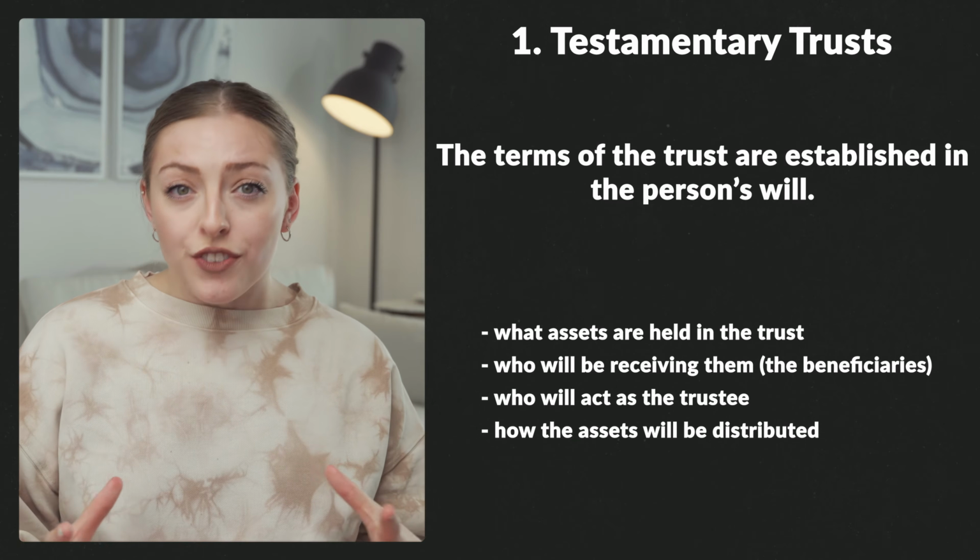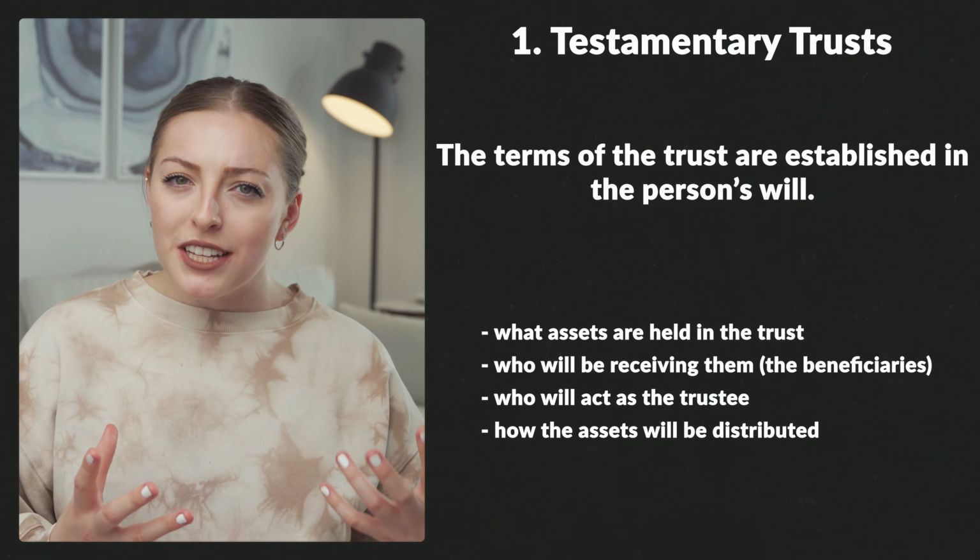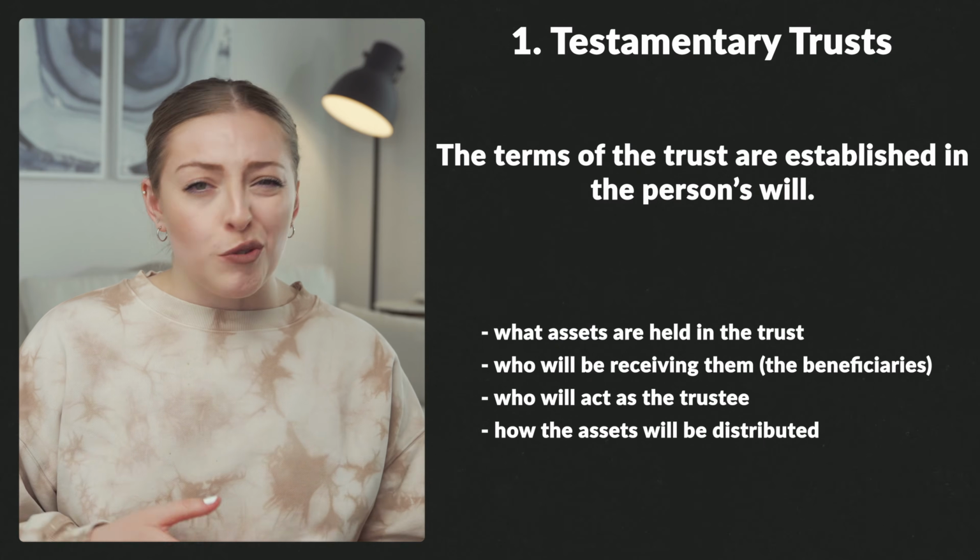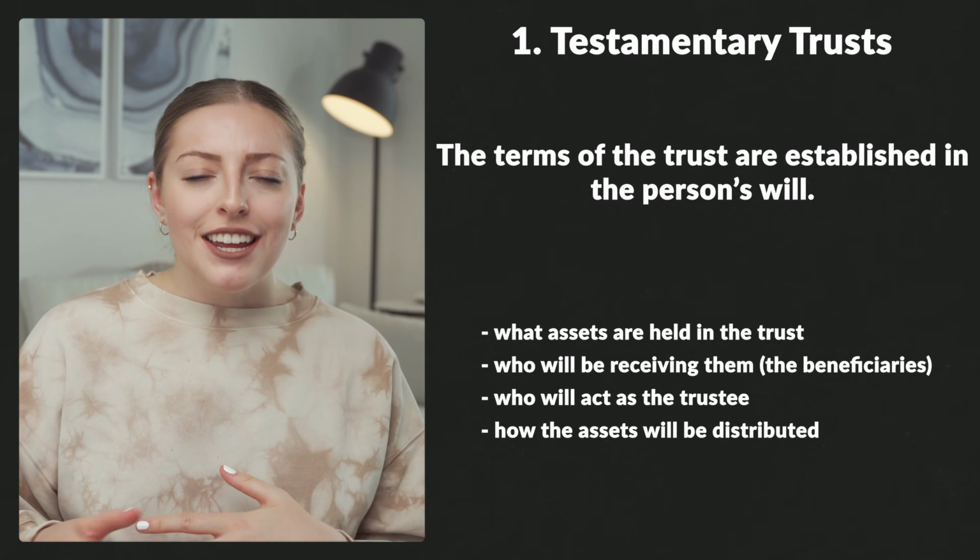Basically, the rules for the trust would be included in the person's will, and that's where it would say what's in the trust, so homes, money, investments, all of that, as well as who will receive those things, who's gonna be the trustee, and also how all of it is basically gonna work.